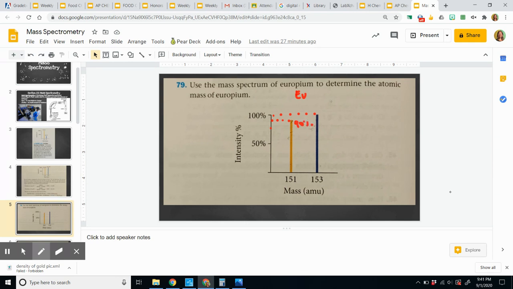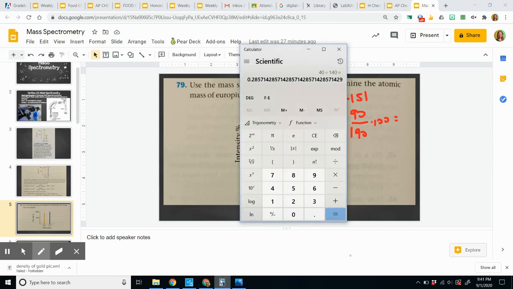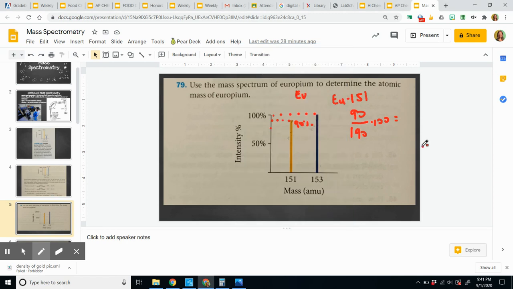Okay, so that means the Eu 151 is going to be the part that is 151, so 90, over the total 100 plus 90, which is 190, times 100, and we will find that the percent abundance, I should say, 90 divided by 190 is 47.4%. So this equals 47.4%.